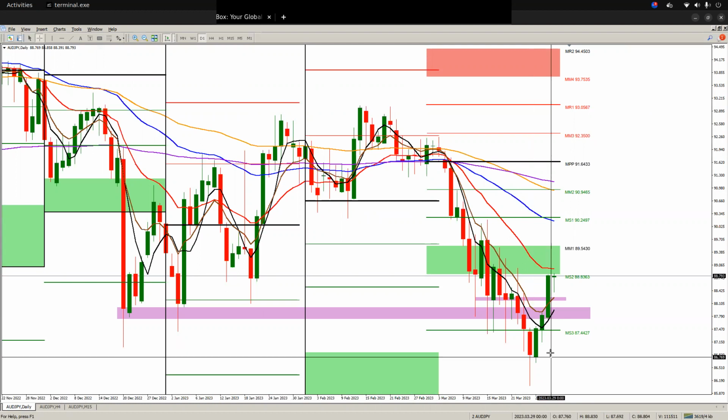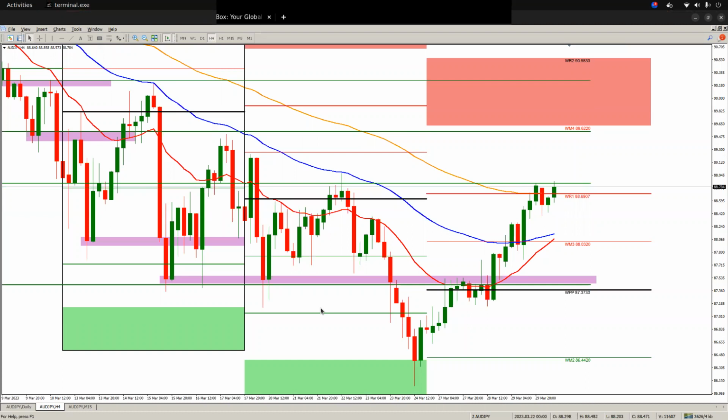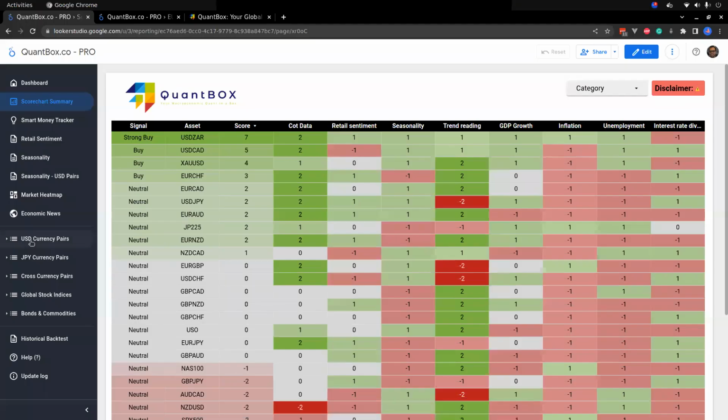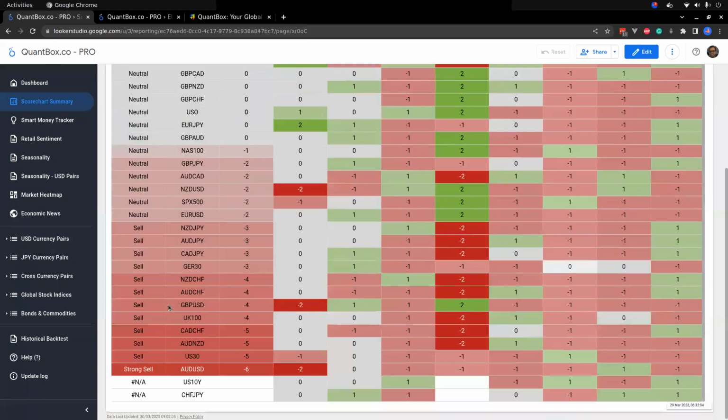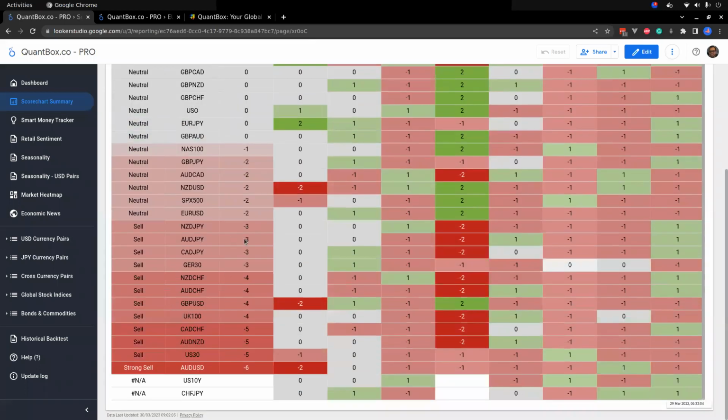We have to measure this and see, is this a lower low? Did price close at support? On an H4 time frame, not looking incredibly bearish right now. But as far as Aussie yen's concerned, minus 3, it's a sell for sure. But the COT data, my friends, when is that going to change?